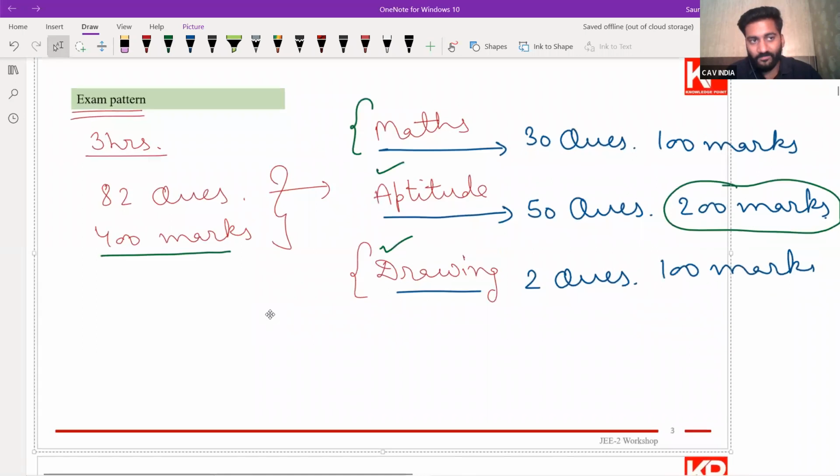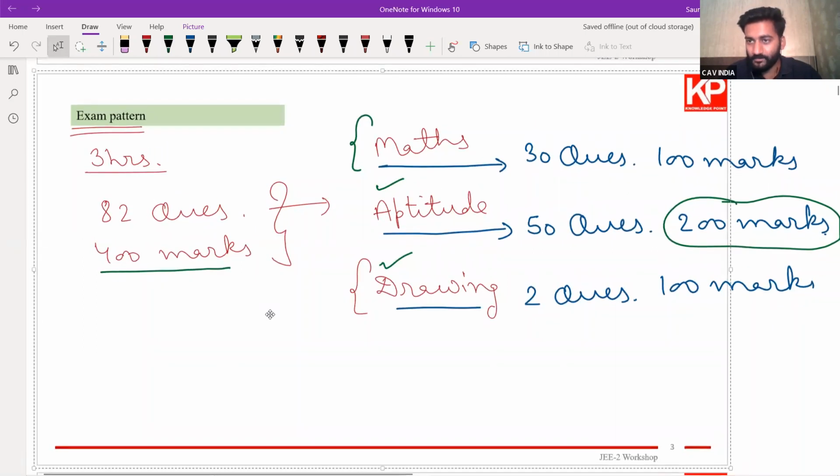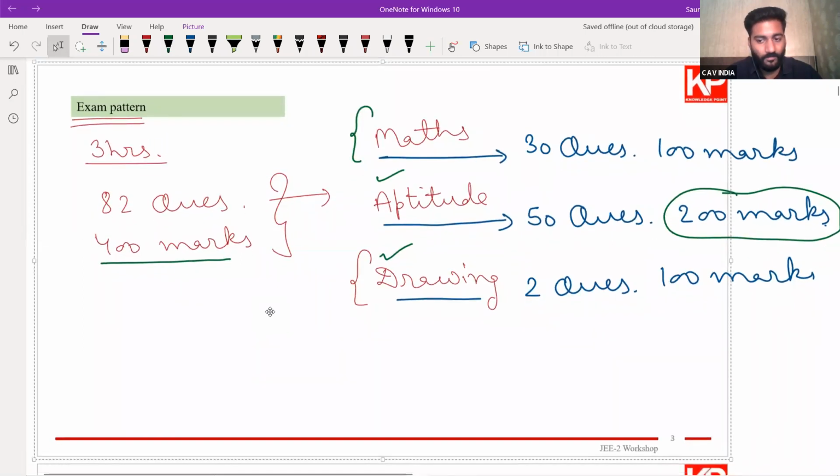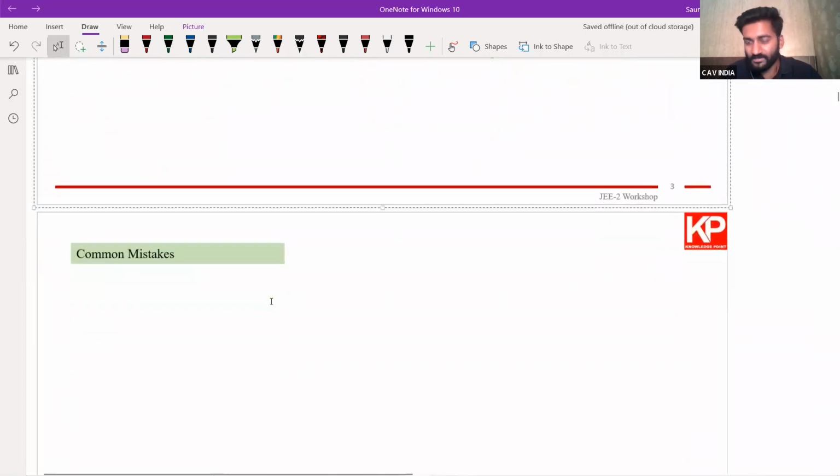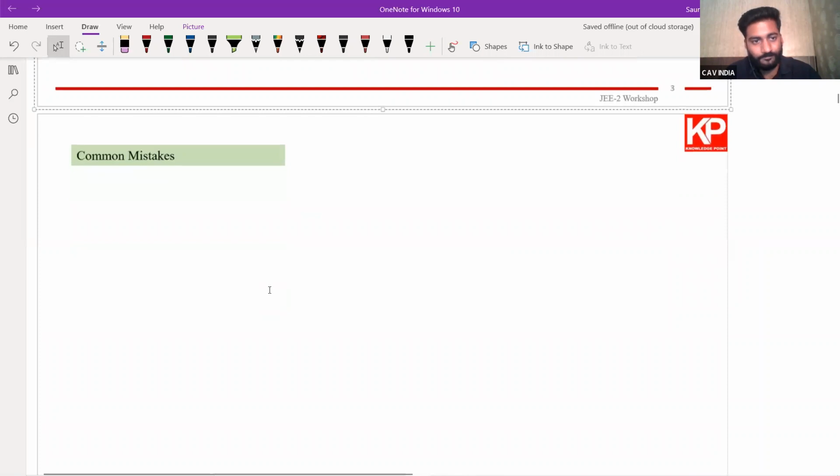If anyone has any doubt about this exam pattern or anything, they can ask. Otherwise, we can discuss some of the common mistakes that students usually make.